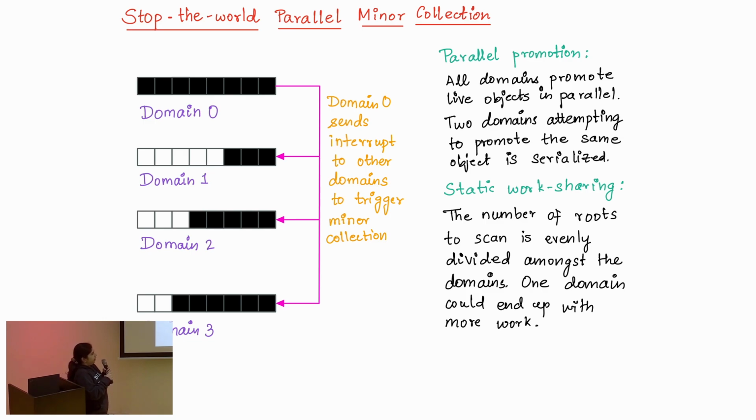This static work sharing is not a major detail, but it is just to highlight that we are still not in an ideal place where the work is distributed evenly amongst the existing domains. It is still possible that one domain might end up doing more work than other domains, which is still okay. Practically speaking, we haven't observed this to be a blocker for our programs. So practically this is still fine.